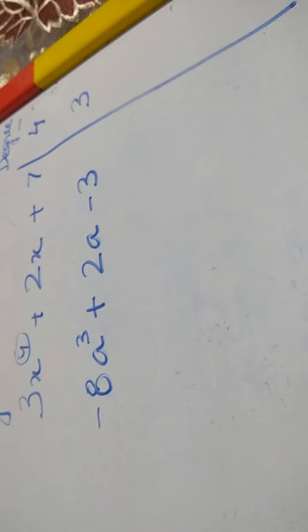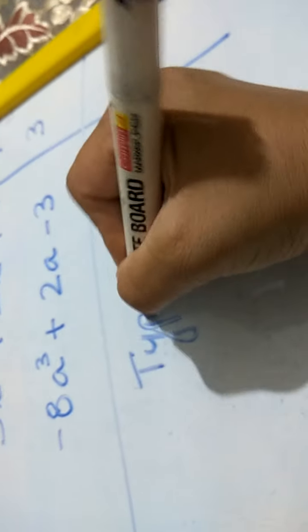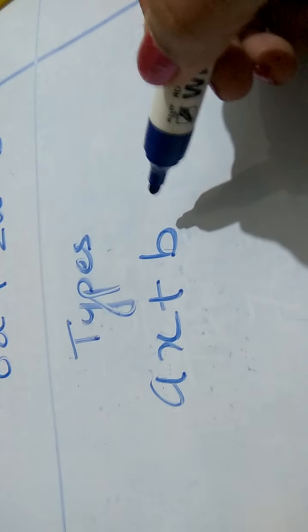Now there are different types of polynomials. Now what are these types? The first one, if I have a polynomial of this form ax plus b, where the degree is 1, then it is called a linear polynomial.